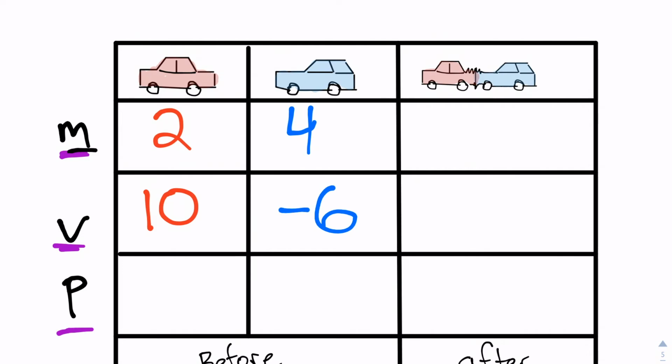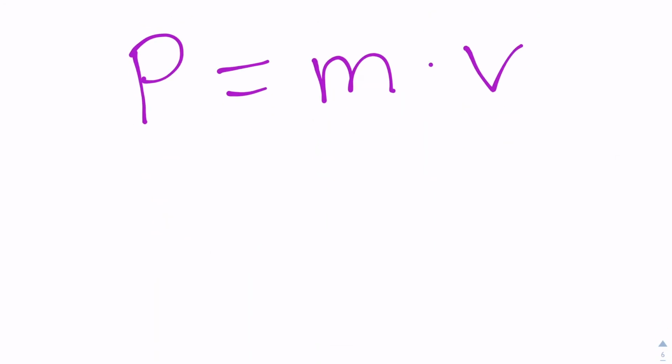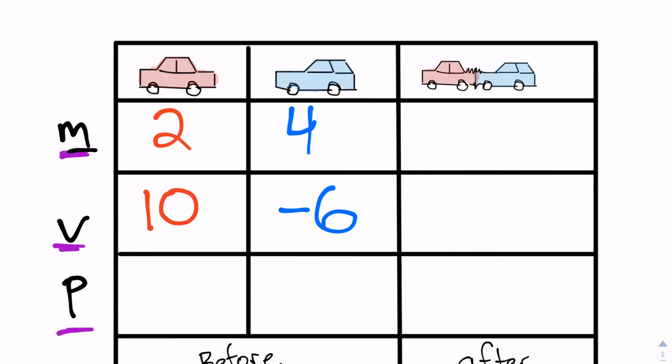Step 2, calculate the individual momentums of each object. So how do we calculate momentum? Well, we use this handy-dandy formula. P equals mv. Momentum equals mass times velocity. Do we know the momentum of the red car? The mass is 2. The velocity is 10. The momentum is going to be 20 kilogram meters per second.